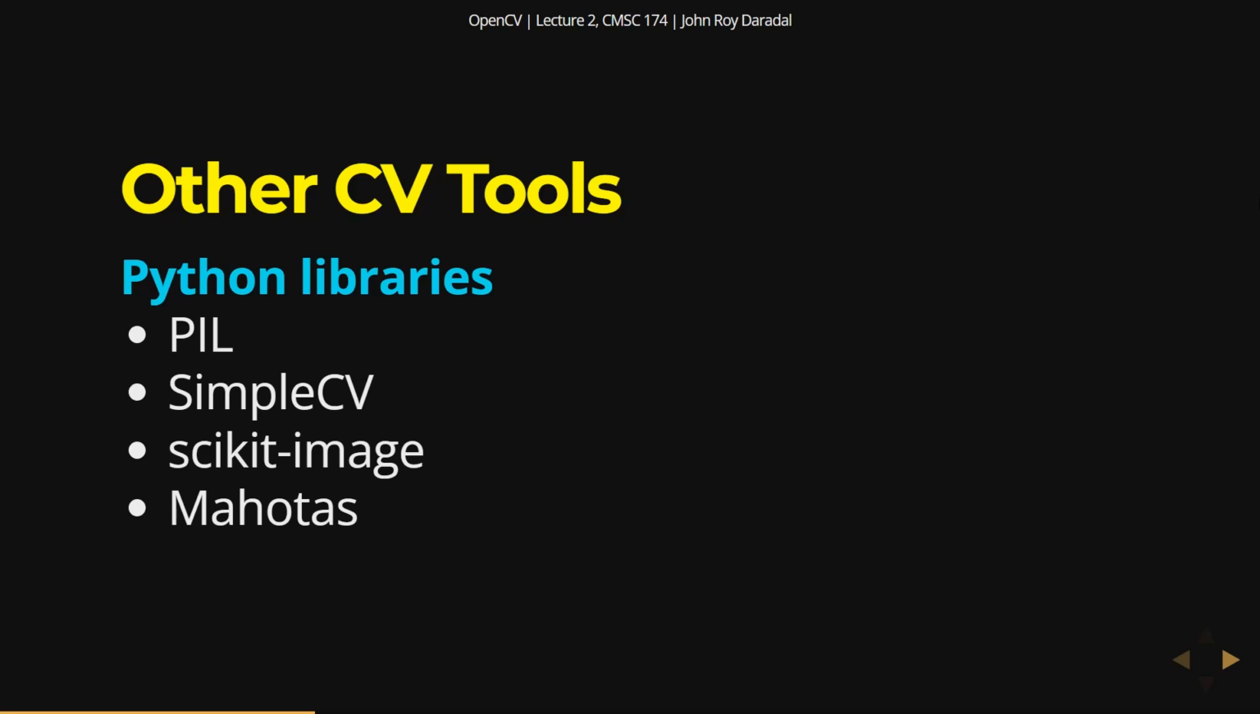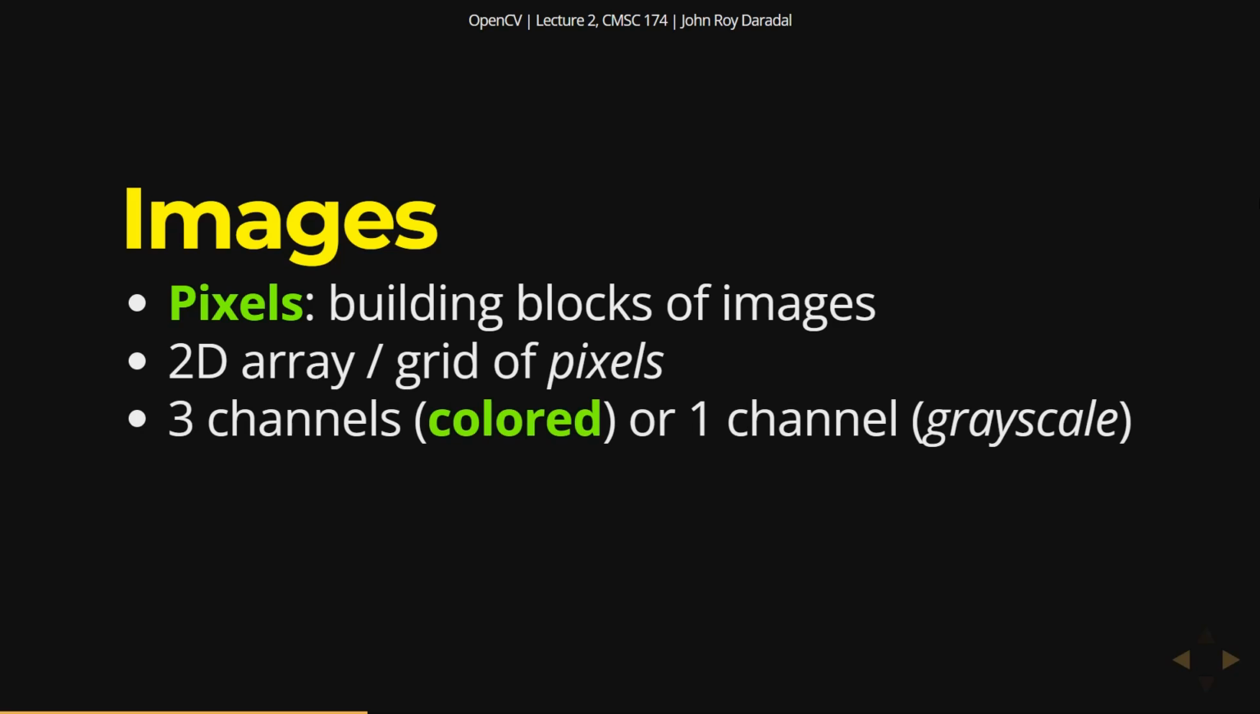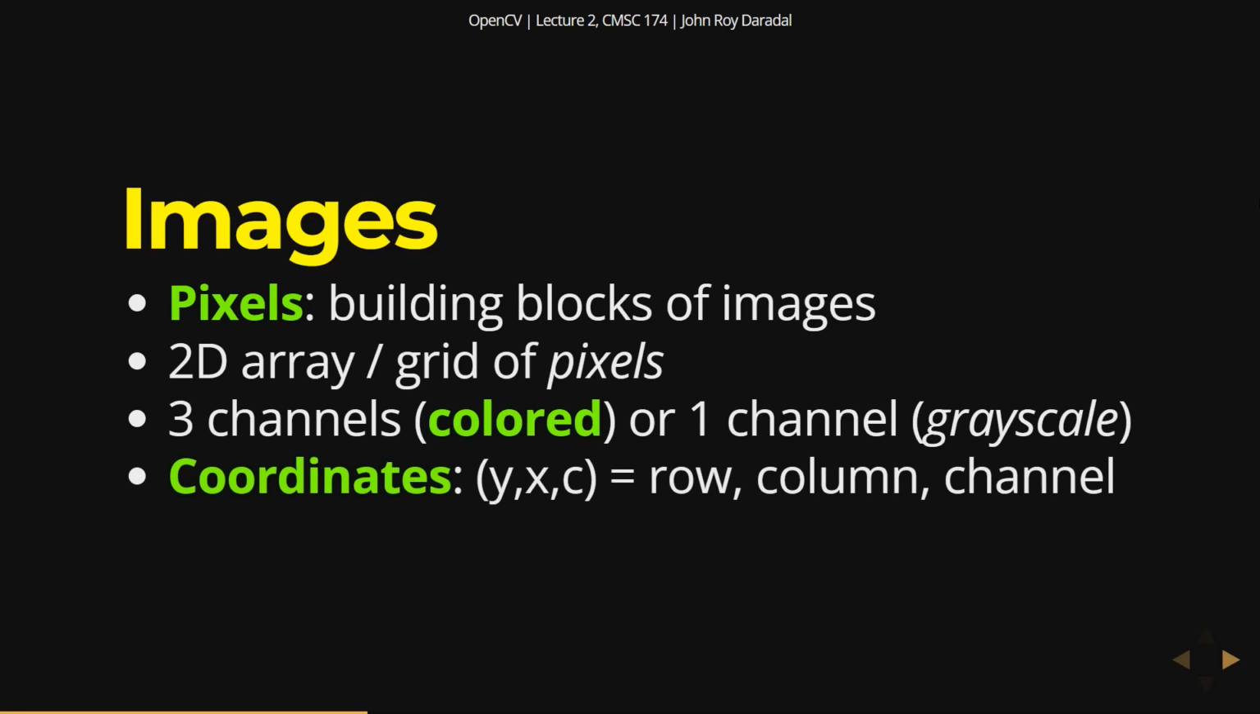Now, let's review images. So, we know that images are made up of pixels, right? So, a pixel is the building block of an image. So, we can think of an image as just a 2D array or grid of pixels. Usually, it has 3 channels if it's colored. So, you have the red channel, the green channel, and the blue channel. Or if it's grayscale, then there's only 1 channel.